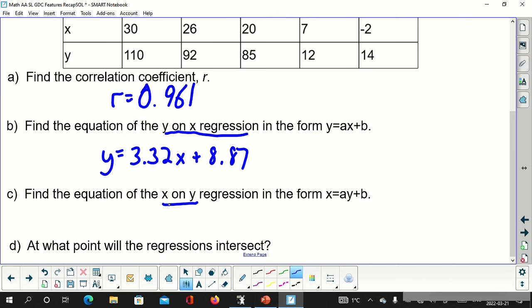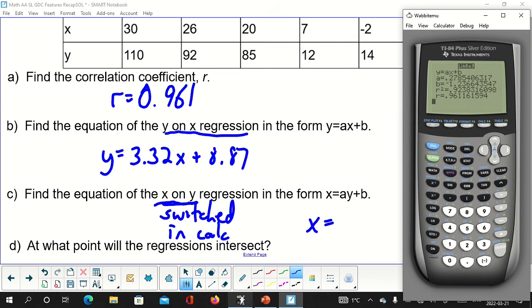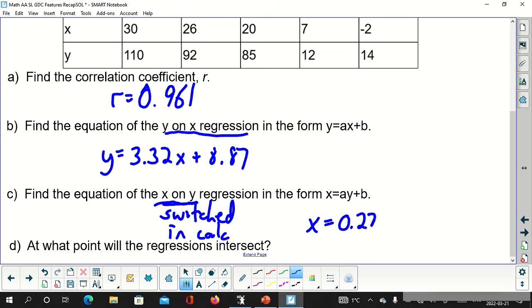But I actually know that I switched in calc. So the equation of the regression is actually x equals 0.279y plus negative 1.24, or minus 1.24. So we just trick our calculator. We switch x and y, or list 1 and list 2, and then we switch x and y in the actual regression equation to get an x on y regression. A y on x regression is more common, but you might see either one.